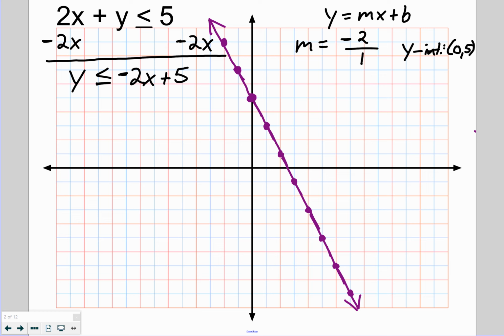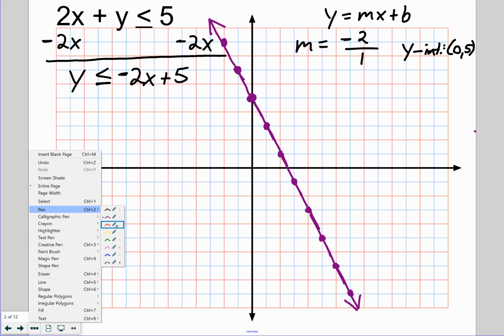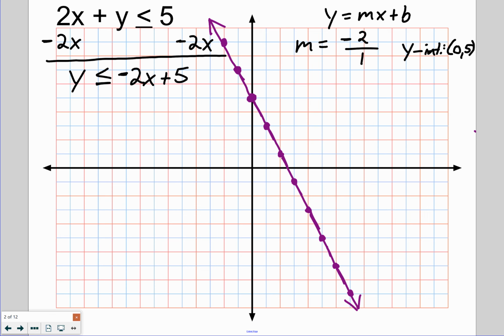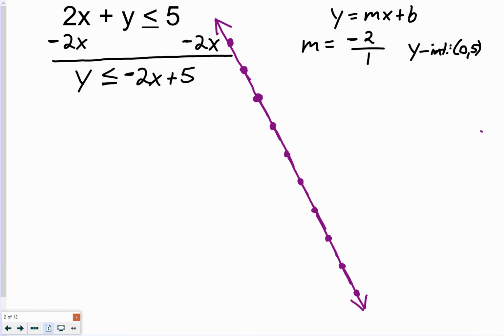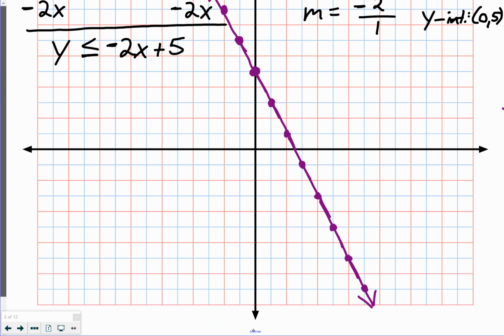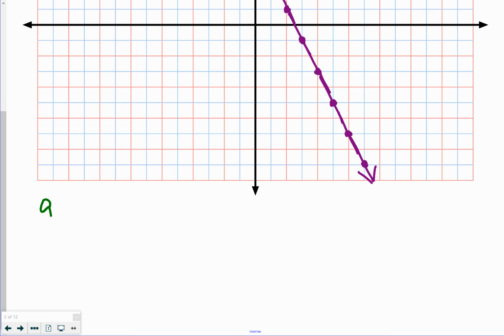Here we go. So, now we need to shade. There are two ways I want you to think about shading. The first way, I want you to write this down underneath in the margin. Greater than, shade above. Greater than, shade above.